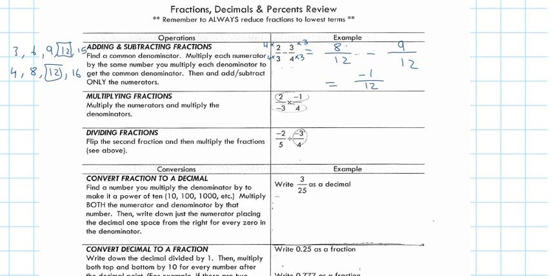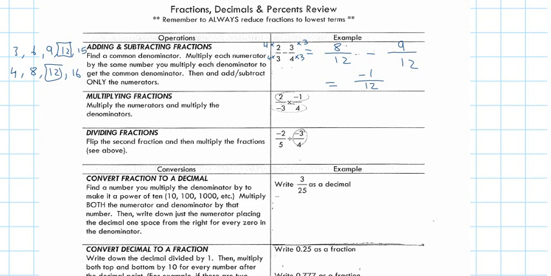I'm understanding. Okay. So why am I multiplying here by 4? 3 by 4. Because I want to get 12, right? What do you multiply 3 by to give you 12? You have to multiply it by 4, right? So if I multiply the denominator by 4, I have to do exactly the same thing for my numerator, right?